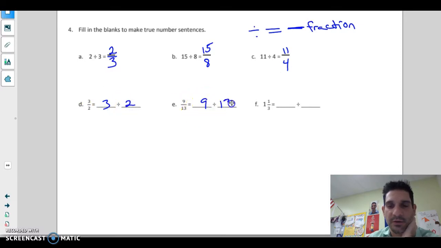9 divided by 13. And I would change this into an improper fraction. So this would be 4/3. So this would be 4 divided by 3. All right, take a look at the flow chart.